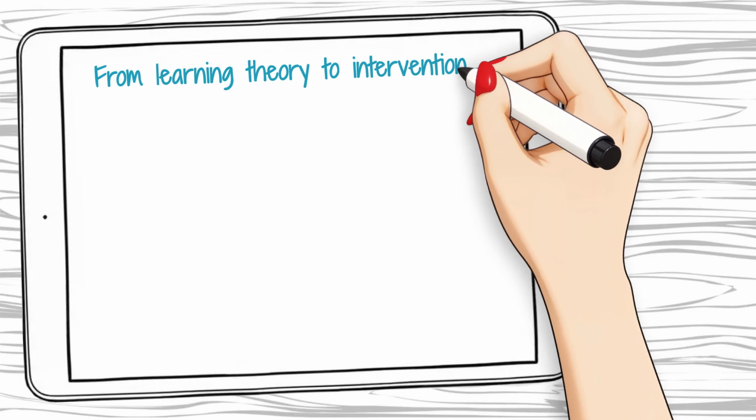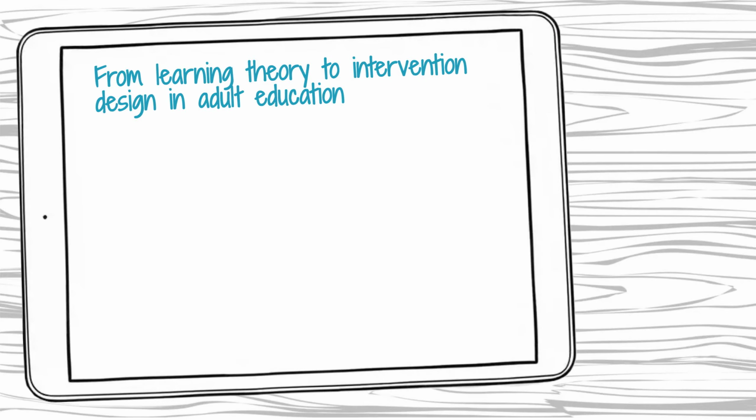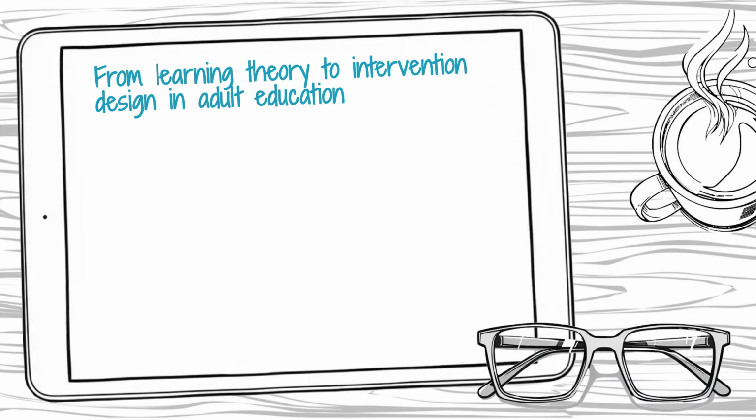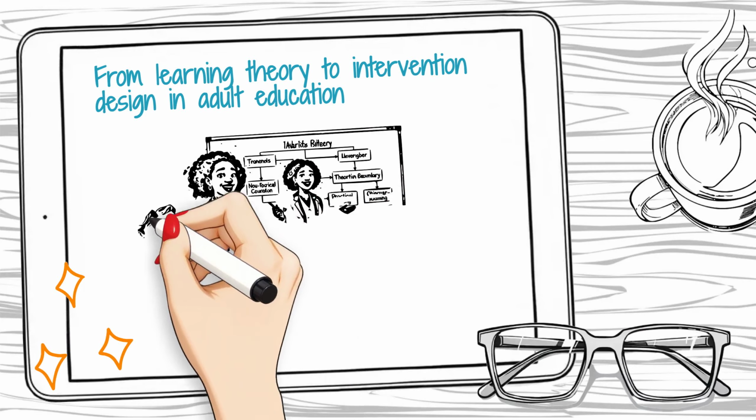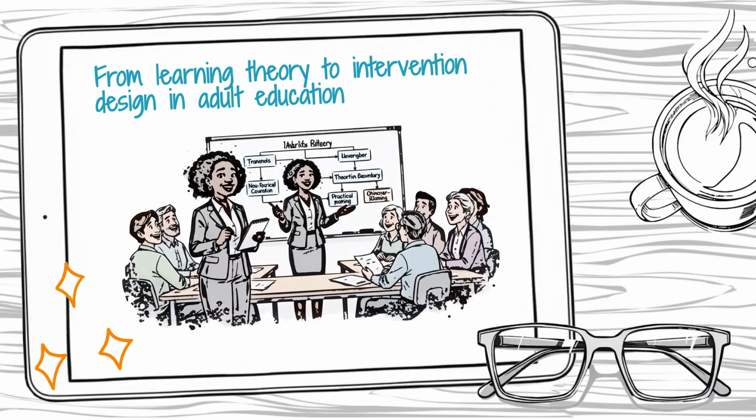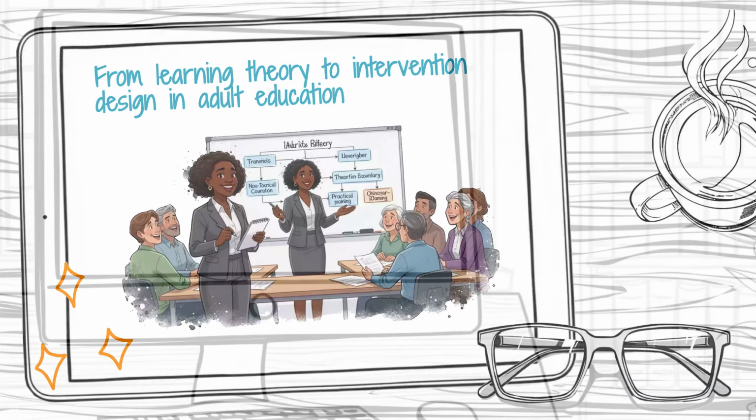In week 14, we move from understanding adult learning to designing an adult learning intervention. Within the educational framework, this work requires more than creativity. It requires evidence, alignment, and a clear response to a real problem of practice.